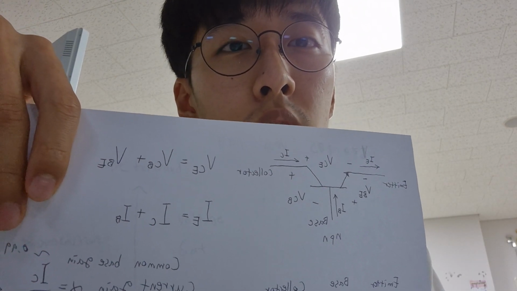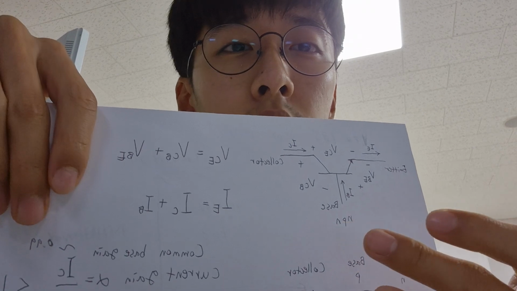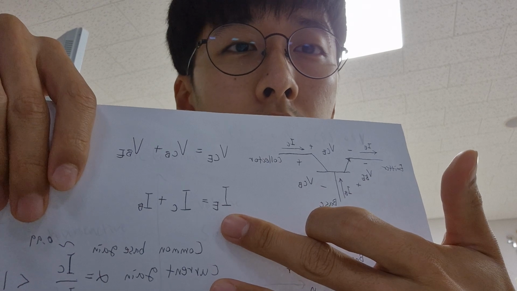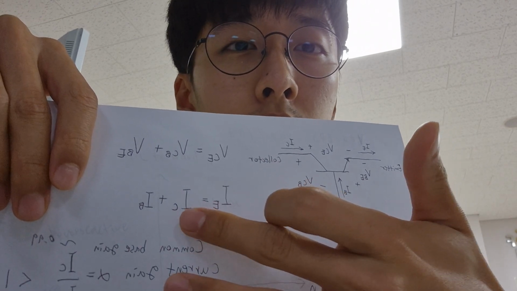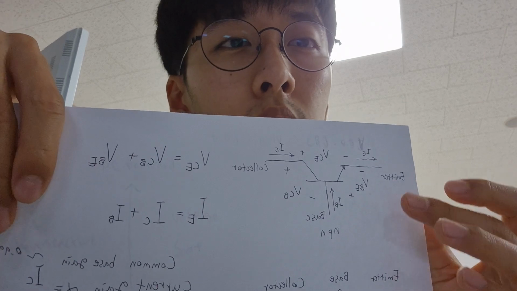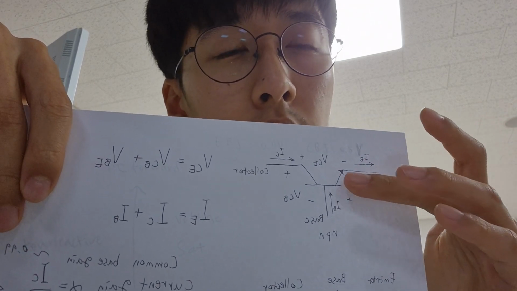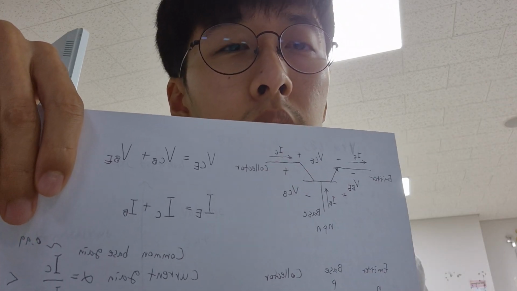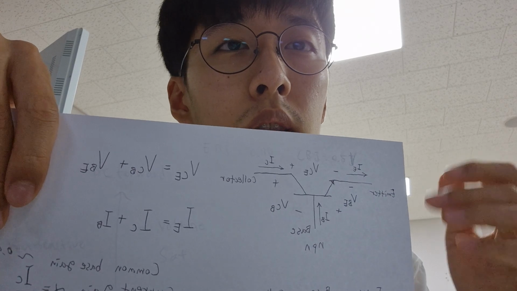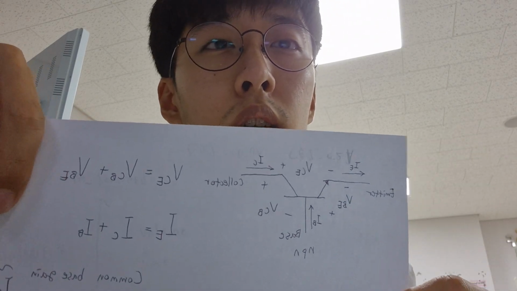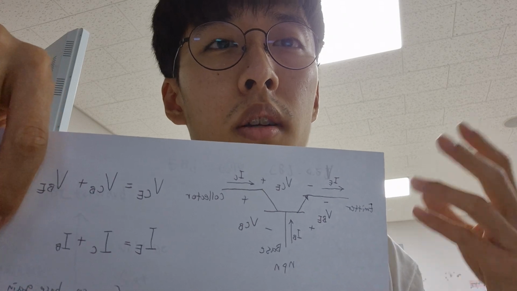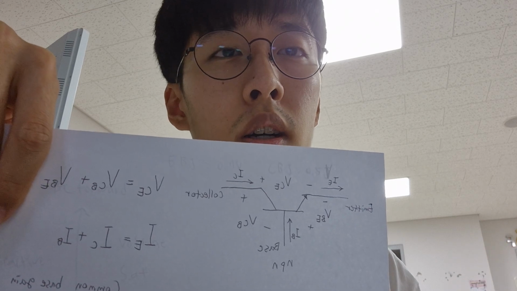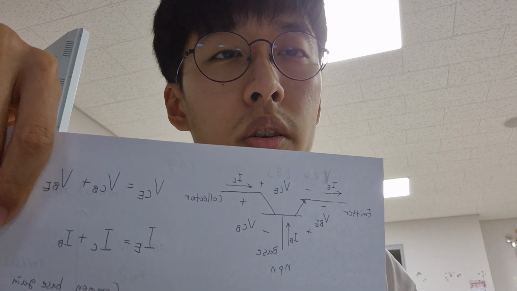That is Kirchhoff's voltage law, and for the current law we can see the emitter current IE is equal to IC plus IB. The IE is the emitter current, and it is equal to IB plus IC. This is because the emitter is the sourcing part, so the emitter current is the biggest current.